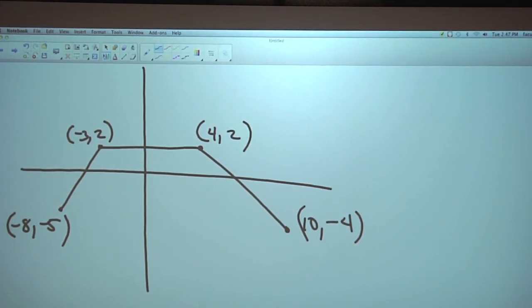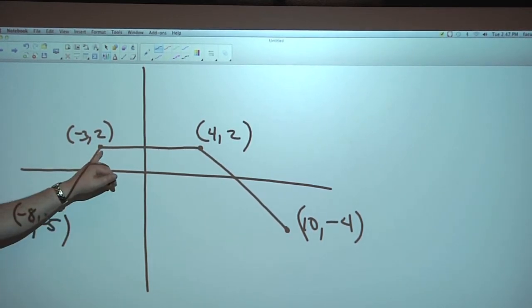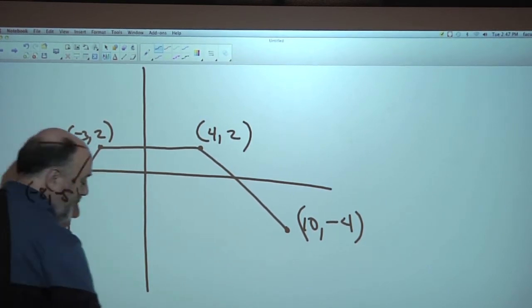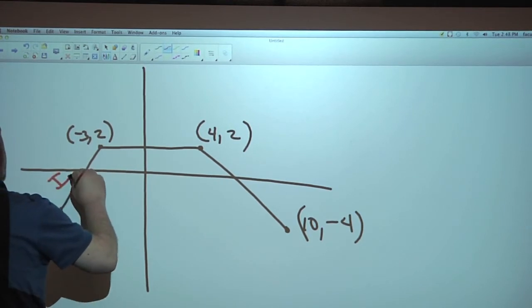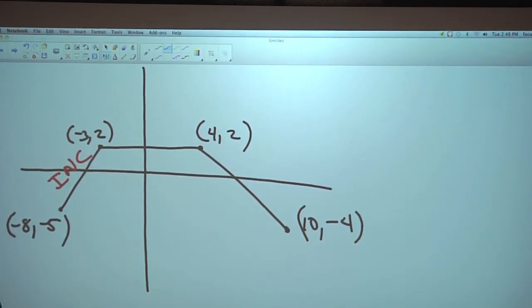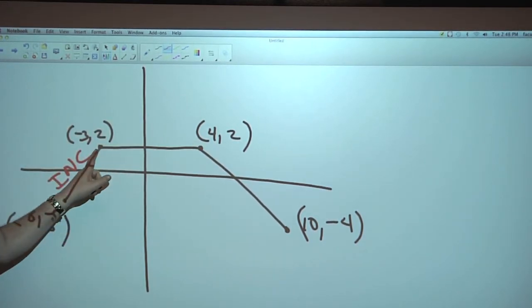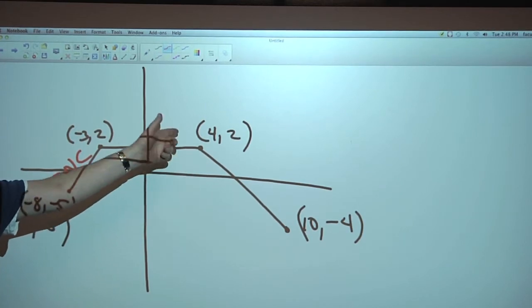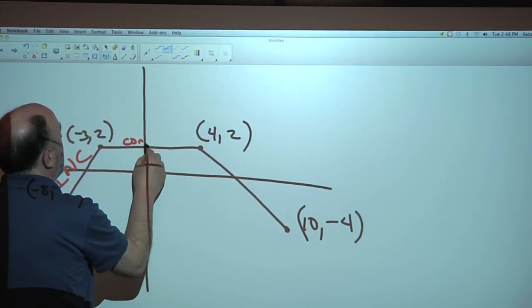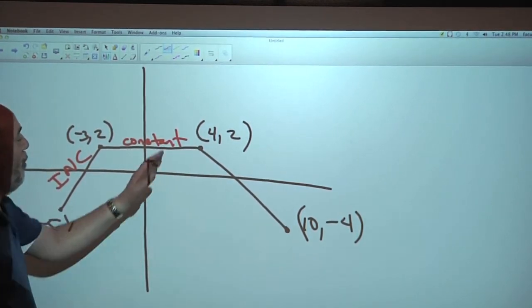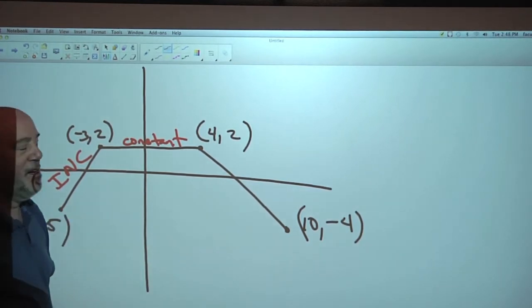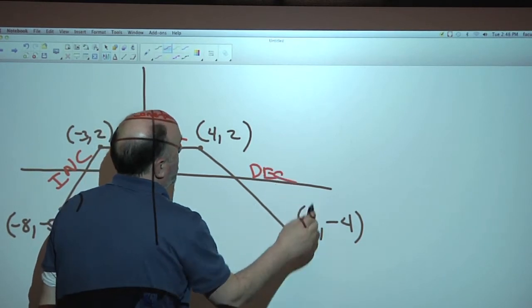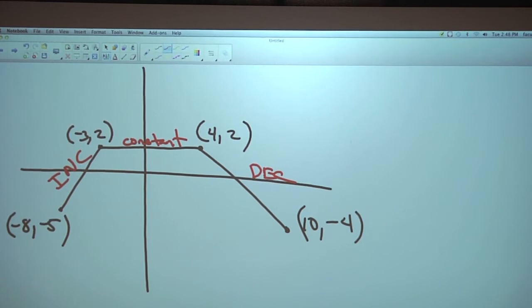You can think in terms of slope. Where does it have a positive slope, a negative slope, and no slope? From -8 to -3, what is it doing? Increasing. Given that my line is straight, what is it doing from -3 to 4? Nothing, it's constant. And from 4 to 10, it's decreasing. So we can talk about a function increasing, decreasing, or remaining constant.